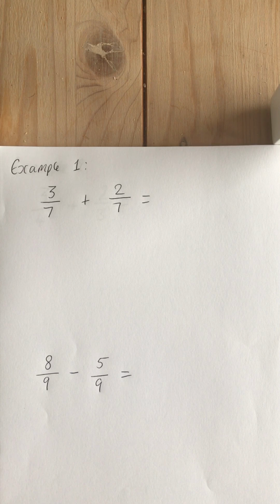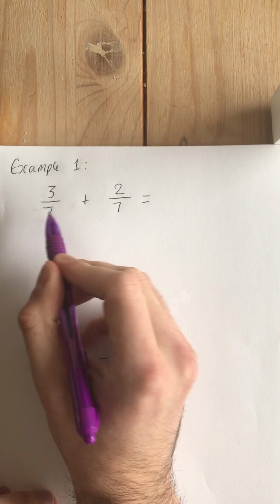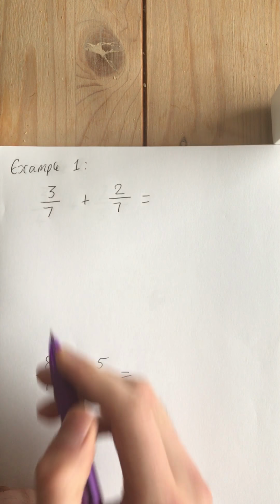Before we can start to add or subtract fractions, we need to ensure that the denominators are the same. So in this case, the bottom numbers are both 7. If the bottom numbers are the same, they can stay the same. And then we simply just do 3 add 2, which gives us 5.